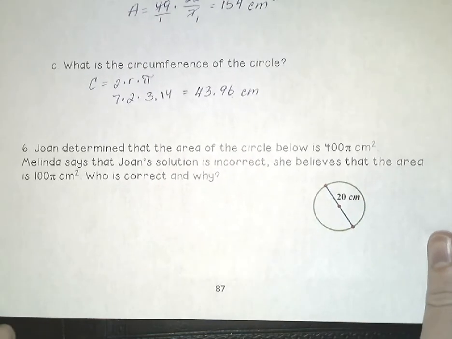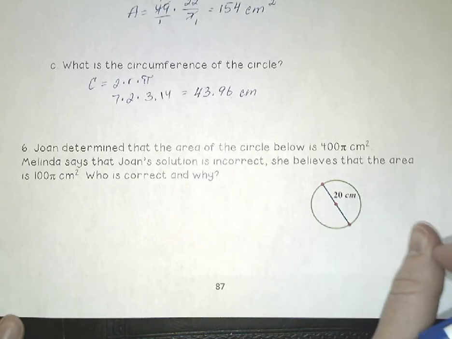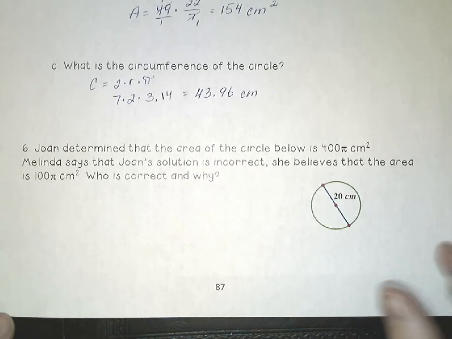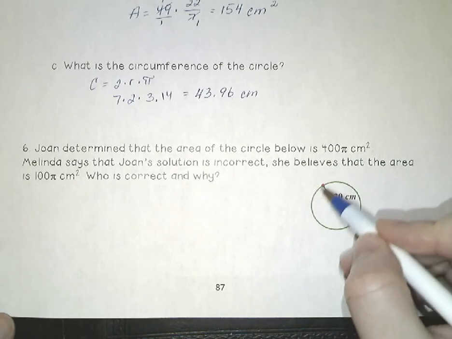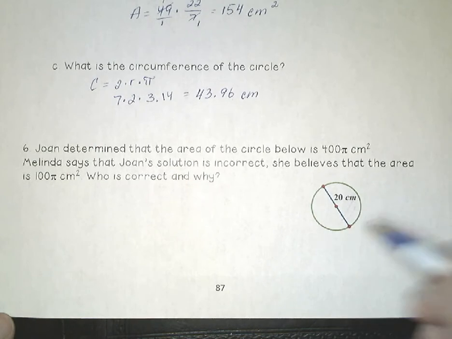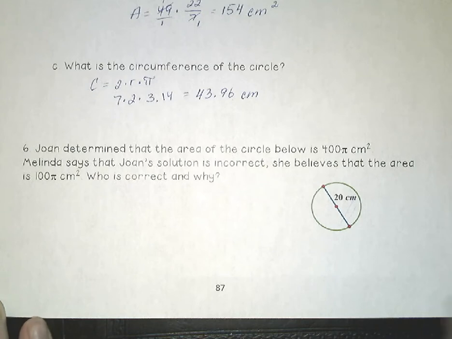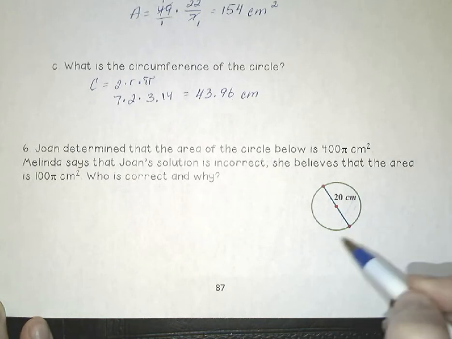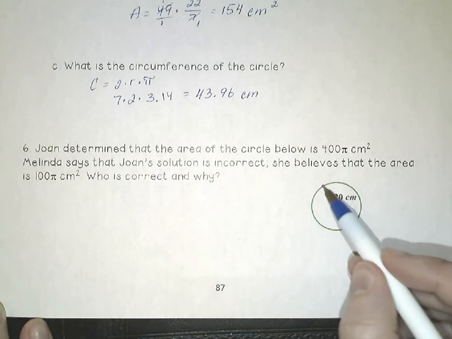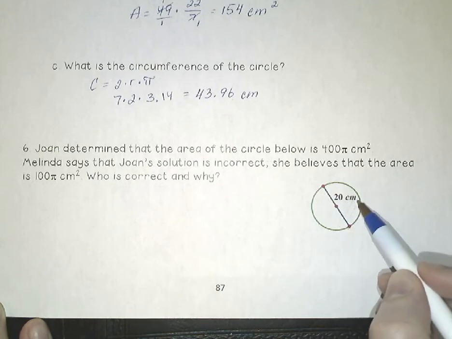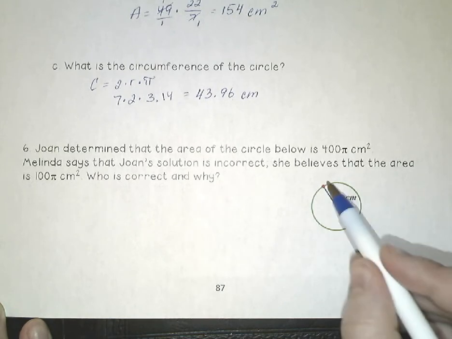Last one, number 6. Joanne determined that the area of the circle below is 400 pi centimeters squared. Okay, 400 pi is the area inside. Melinda says that Joanne's solution is incorrect. She believes that the area is 100 pi centimeters squared. Who is correct and why? Okay, so what do I see? First of all, I see a circle with the diameter of 20 centimeters. We are given the diameter of 20 centimeters.